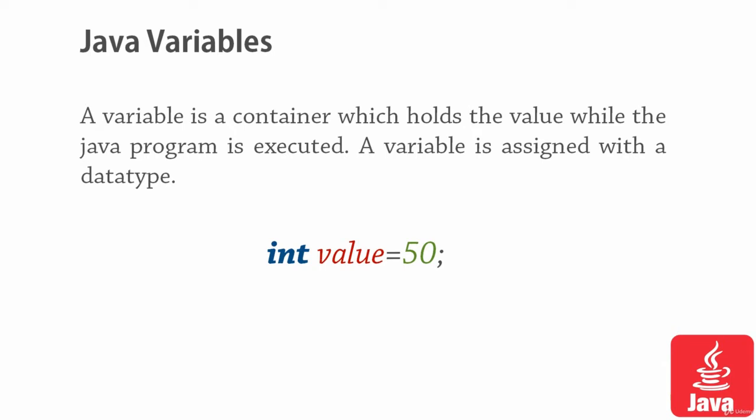A variable is assigned with a data type. The data type here is integer, float, character, byte, double, or boolean. Or it may also be long or unsigned, signed, various kinds of things. We are going to learn about these data types and the variable here.